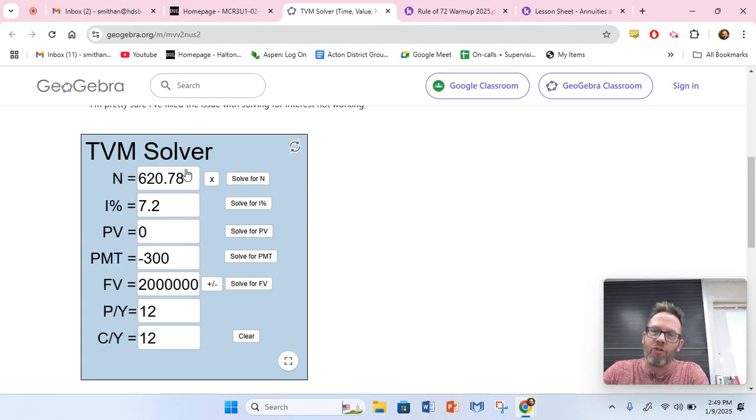I'm kind of feeling bad for Jim Smith right now because I think that's a lot of months. You know what? No, it's not that bad. 620.78. Just divide that by 12. That's 51 years. So, I mean, he'd have to work for 51, 52 years to have $2 million saved up. But like, you can do all kinds of things. You don't need to hire a retirement planner. Actually, you guys should become retirement planners to scam people out of their money, because they can do this themselves, but no, you're going to get them to pay you to punch numbers in a TVM solver all day.